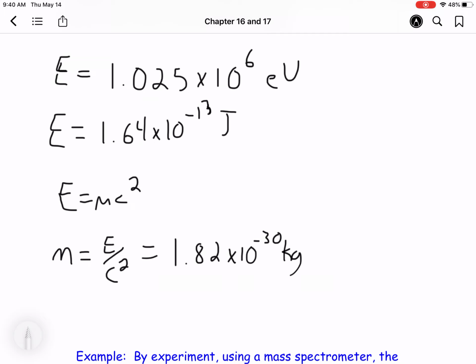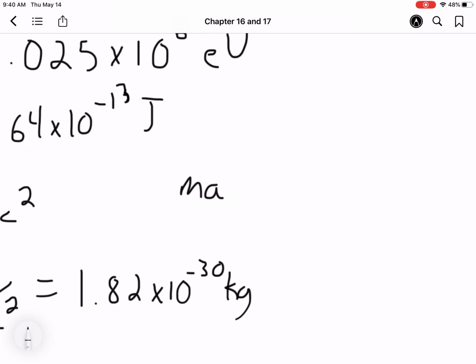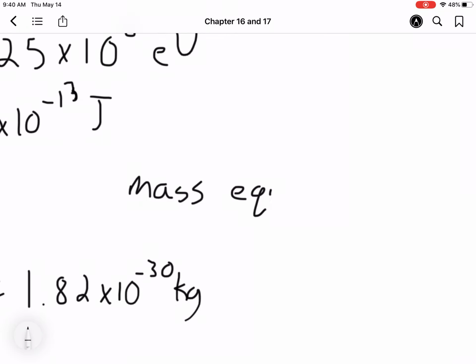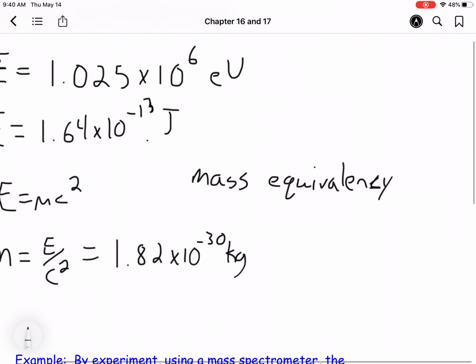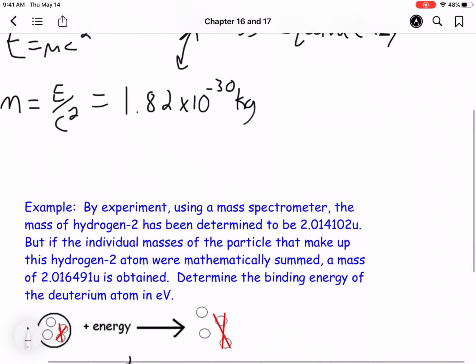And this is what's called mass equivalency. Which means that if I took this energy and turned it into straight mass, it would be that much mass. Or if I took this much mass and turned it to straight energy, it would be that many joules. It's just understanding that mass is energy and energy is mass. We just have them in different forms. And so this is kind of the idea.